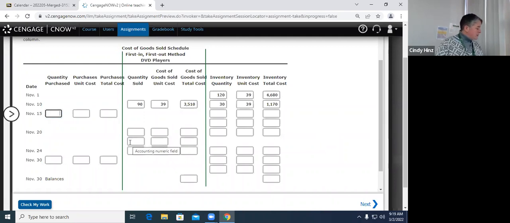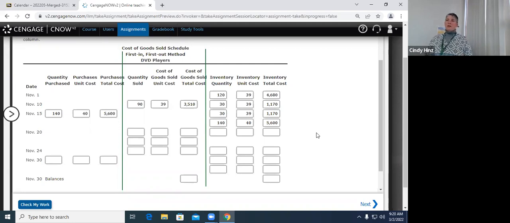Either way, we can see that on November 15th, they did purchase 140 additional units at a price of $40 each. Putting in the extension, that's $5,600. So what do we have now? Well, we still have the 30 DVD players that we already had. We still have those at $39 each, but we also now have the 140 units at $40 each. So our total inventory now is 170 units.